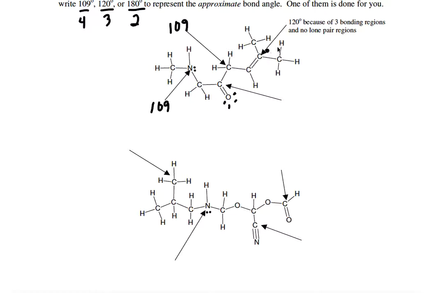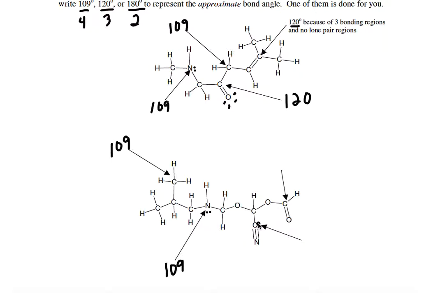If I look at this carbon, there's 120 because there's 3 regions. Even though this is a double bond, that counts as 1 group of electrons that will repel these other 2 regions. Same thing here. This will be 120 if I look at that carbon. There's 3 regions around it. So just pointing out specific atoms. Same thing here. If I look at this, there's 4 regions around this carbon. That would make it a 109. If I look at this nitrogen, there's 4 regions, 3 bonding, 1 lone pair, but 4 total regions, 109.